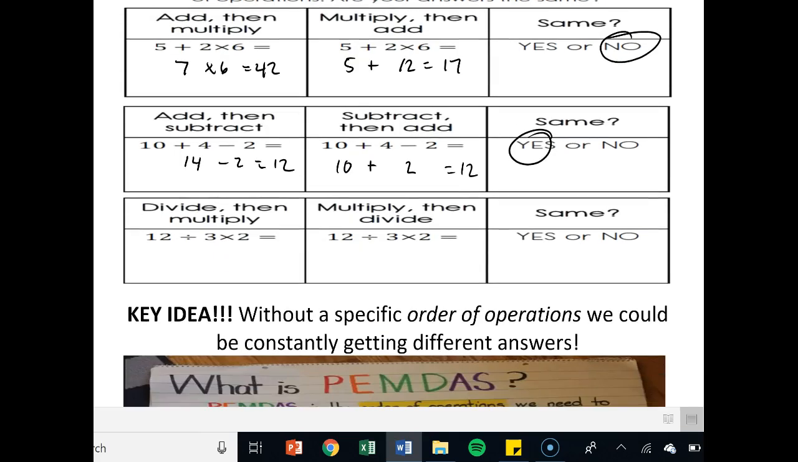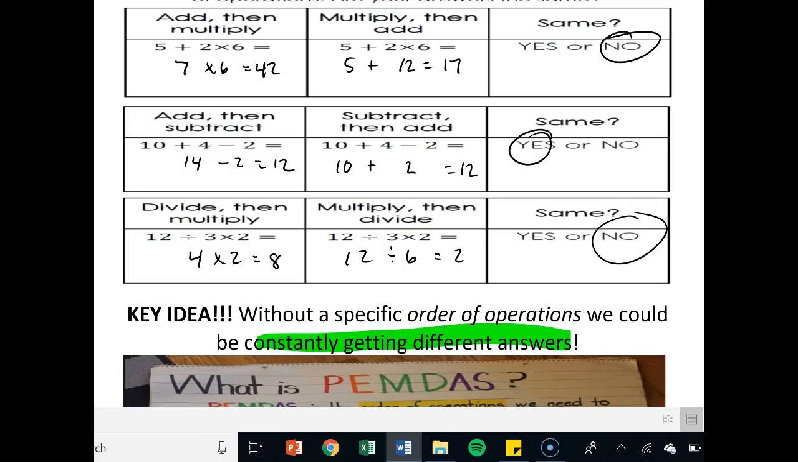Right, divide then multiply. So divide, 12 divided by 3 is 4, times 2 is 8. Multiply then divide. Multiply first. 3 times 2 is 6. Then divide. 12 divided by 6 is equal to 2. All right, so are those the same? No, they're not. So without any specific order of operations, we could constantly be getting different answers. That's the whole point to the order of operations. We could constantly be getting different answers if we didn't have order of operations.